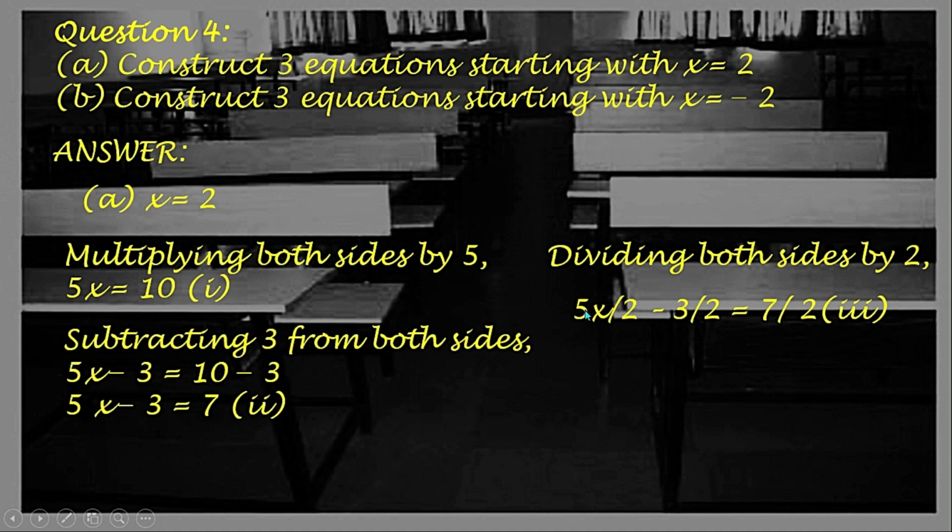Now in the next step we are dividing both sides by 2. So 5x, when we divide it, I will write it as 5x upon 2, minus 3 upon 2, and 7 upon 2. Leave it as it is, and this is our solution of this question.